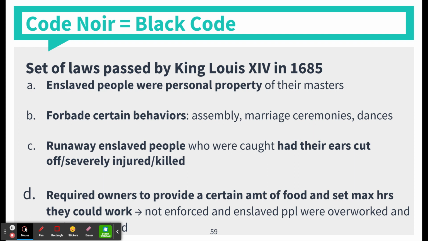Runaway enslaved people were severely injured. And the code required people who were in control of the enslaved to limit the amount of food and set a maximum amount of hours. However, this was never enforced, and enslaved people were overworked and undernourished.